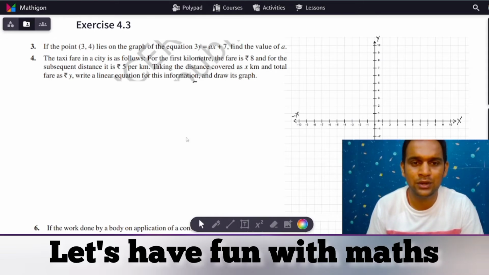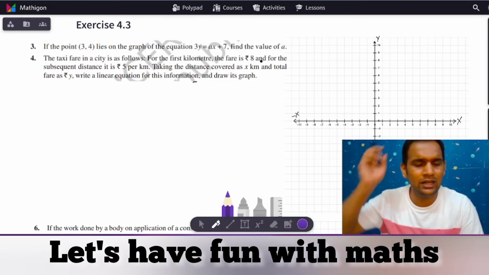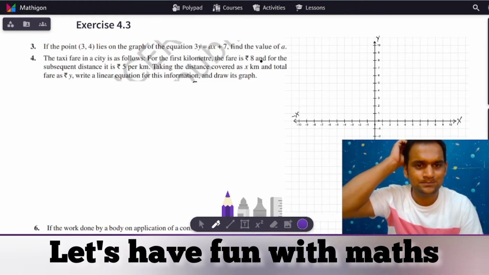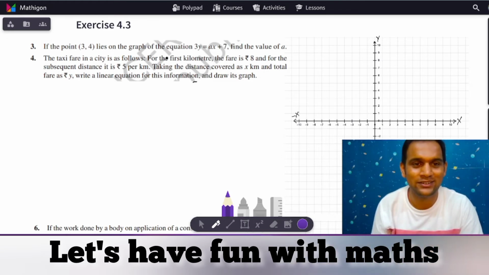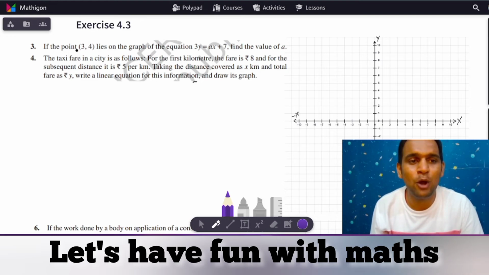We will take 3 problems. I have just copy-pasted the questions from the book, and that's why you can see the NCERT bookmark as well. So let's first understand if the point (3, 4) lies on the graph of the equation. Just now we saw, right? If it lies on the graph, that means it will satisfy the equation. That means it will make the LHS equal to RHS.